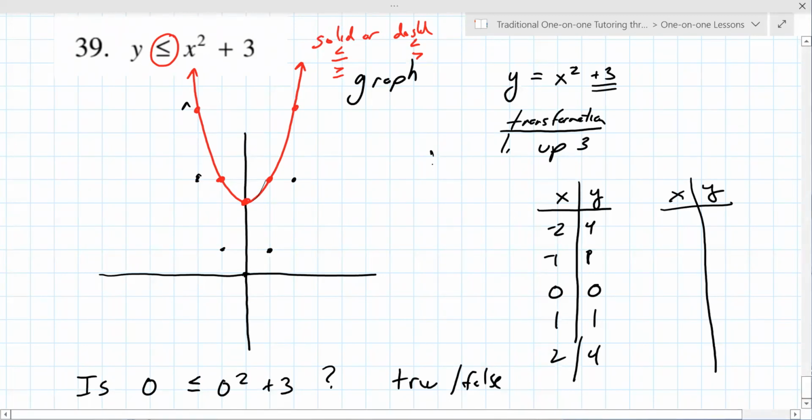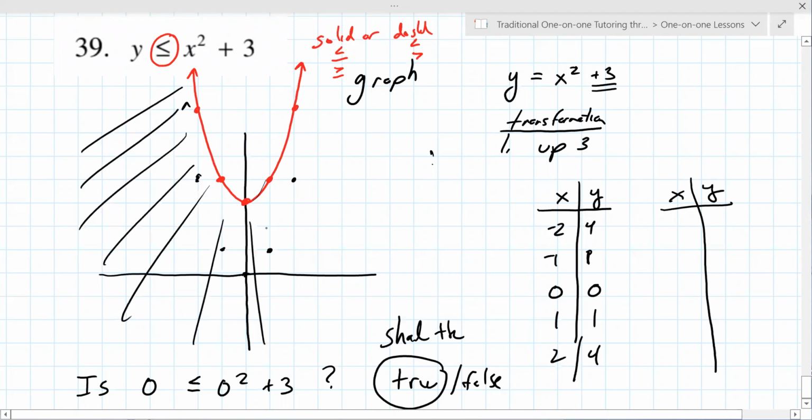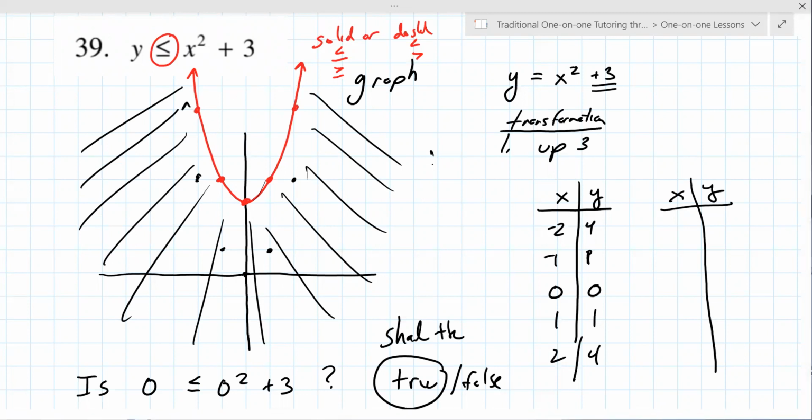It's true. So you shade the true region. And if it's false, you shade the other one. This only works when there are 2 regions, and there are only 2 regions in this problem. That's why we can do it this way.